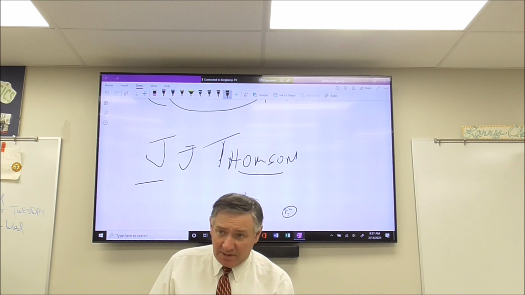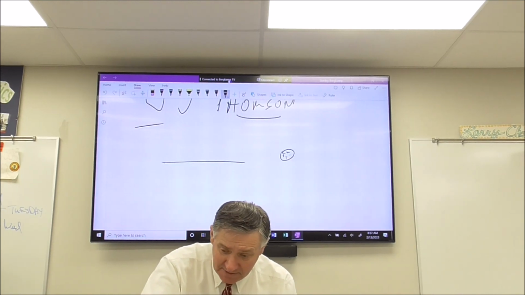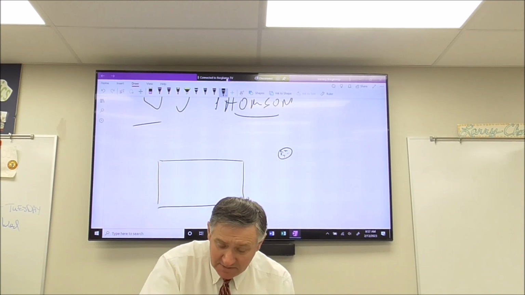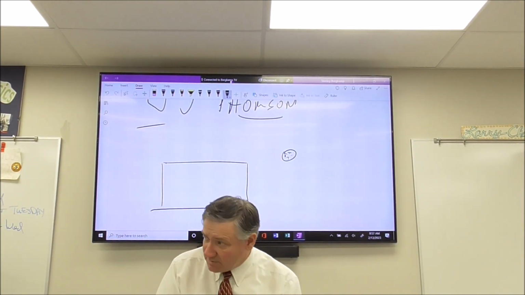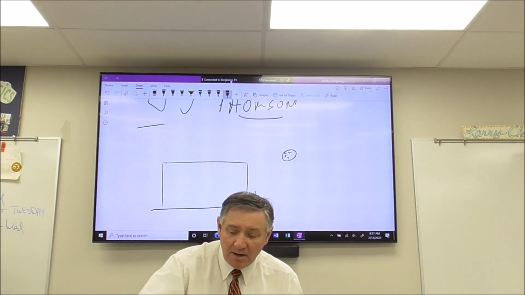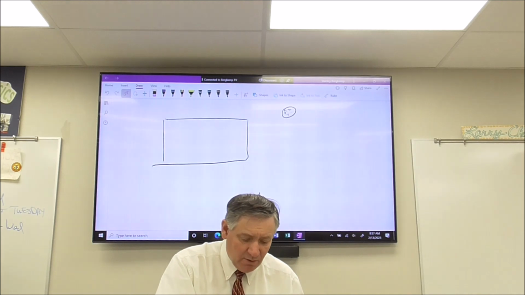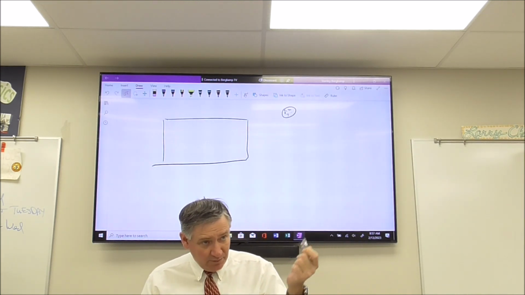Then the physics department got involved. If you remember back to your Chem 1 days, there was a guy by the name of Ernest Rutherford. Ernest Rutherford did what was known as the gold foil experiment. So he took gold foil, instead of aluminum foil, he used gold foil.